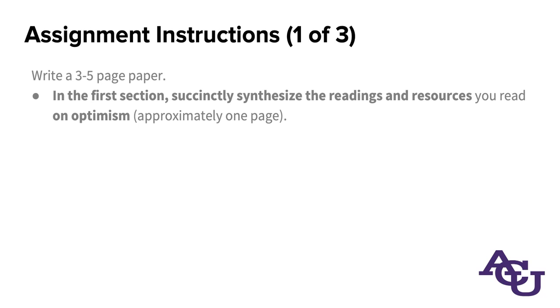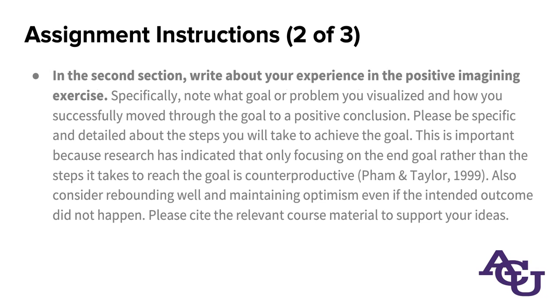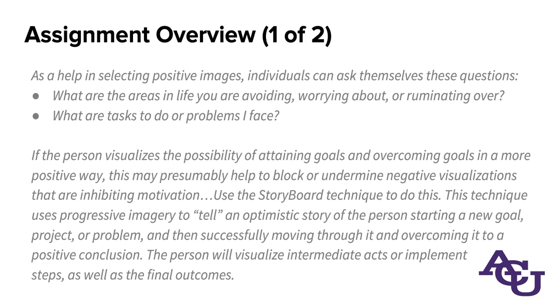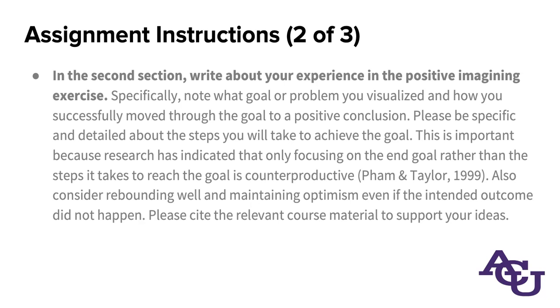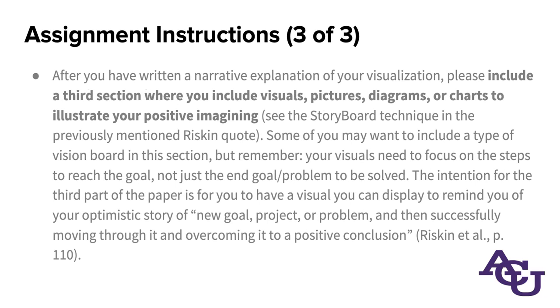And then the instructions. So it's going to be a 3 to 5 page paper divided into 3 sections. Section 1 is going to be synthesizing the readings and resources on optimism, approximately 1 page, so it should be fairly concise. Second section, and remember this is a 3 to 5 page paper, you're going to write about your experience in the positive imagining exercise. So this is going to be more of a reflection, talking about what you had in mind, the milestones you've imagined, and then section 3, this is where our visualization comes in.